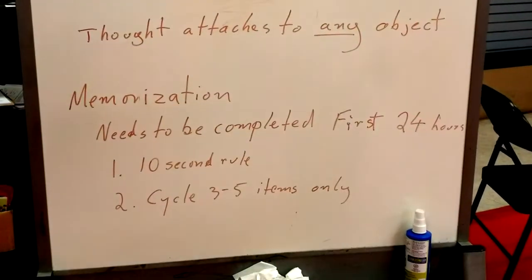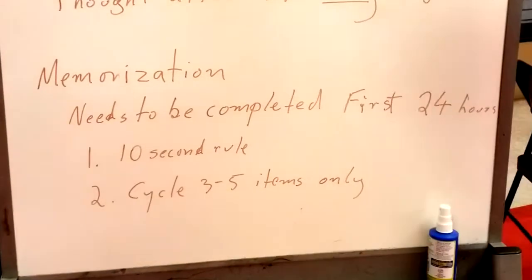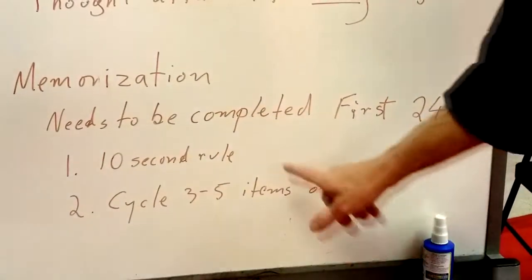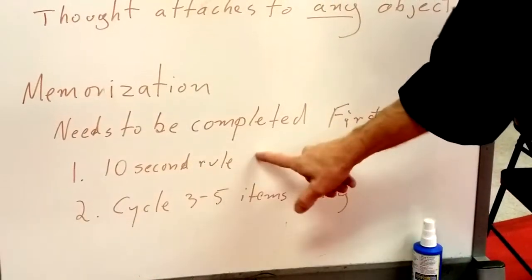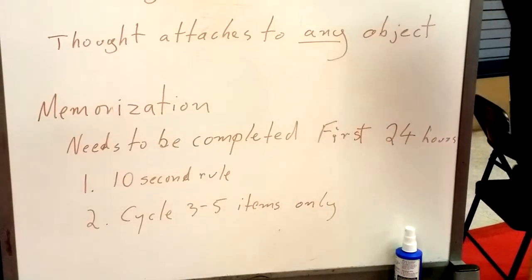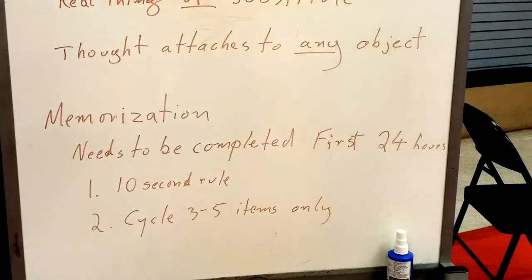So I wrote here, memorization needs to be completed within the first 24 hours. I'm going to explain in a moment why. And there's 2 aspects to memorization, the 10-second rule as well as cycling. 3 to 5 items only. So what does that mean?